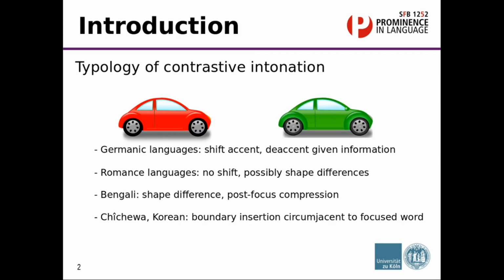To refer to these two cars in English, I could say on the left I see a red car and on the right I see a green car. An utterance such as this is said to be produced with contrastive intonation in English and in related Germanic languages. The idea is that the contrastive element, the color green in this case, is produced with prosodic prominence.